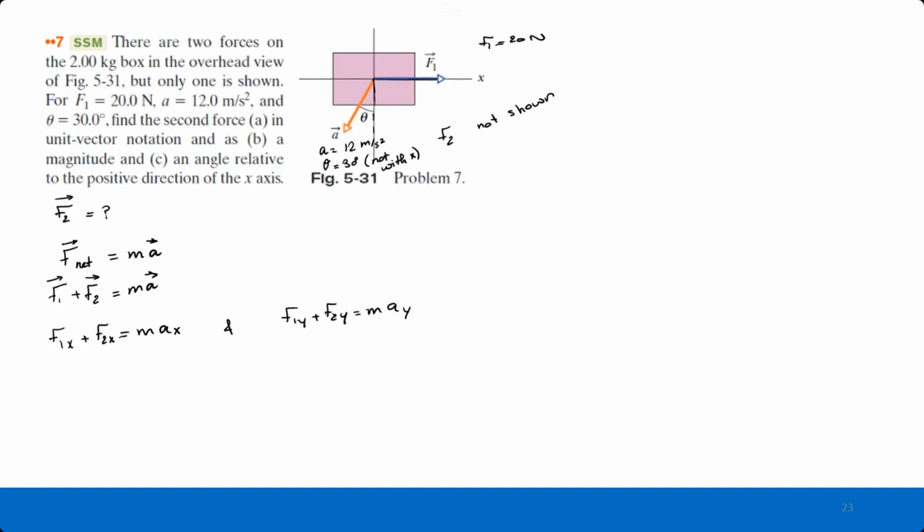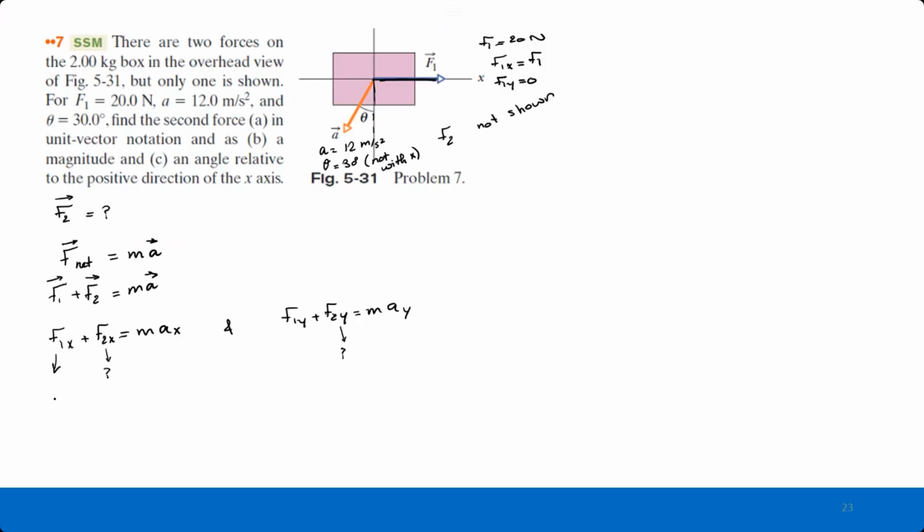Now things look nicer, and what I will do is look at the x and y components of the vectors that I know. F2, I don't know it. Actually, it's what I want. But F1, I know its x component is F1 itself because it is horizontal. F1 is horizontal, so F1x must be F1 and F1y is 0.